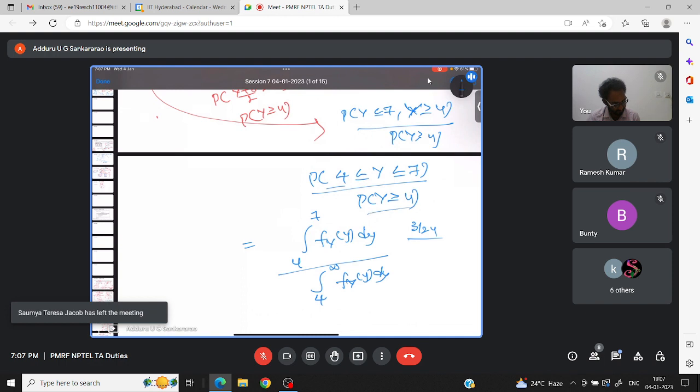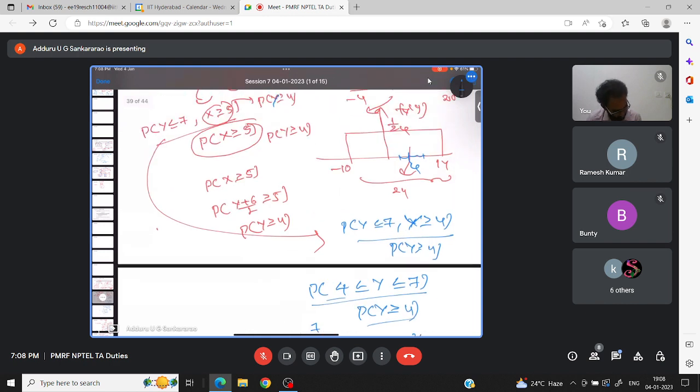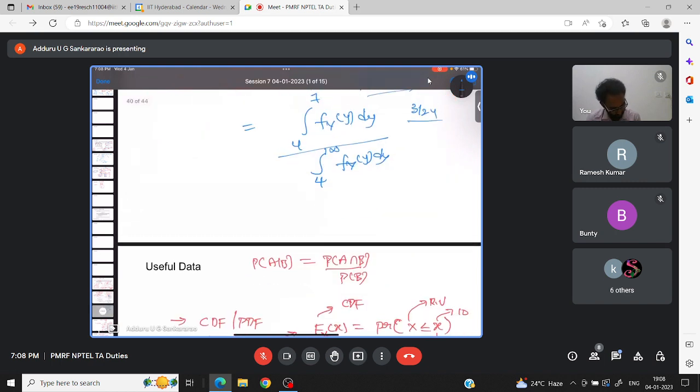And what about the denominator? Probability of y greater than or equal to 4. Somewhere here is 4, right? This area is what? 4 to 7 is this one, and greater than 4 is this one. That means 4 to 14, this one. 10 by 24. So 3 by 10. So 0.3 is the answer. Hope you have understood this.